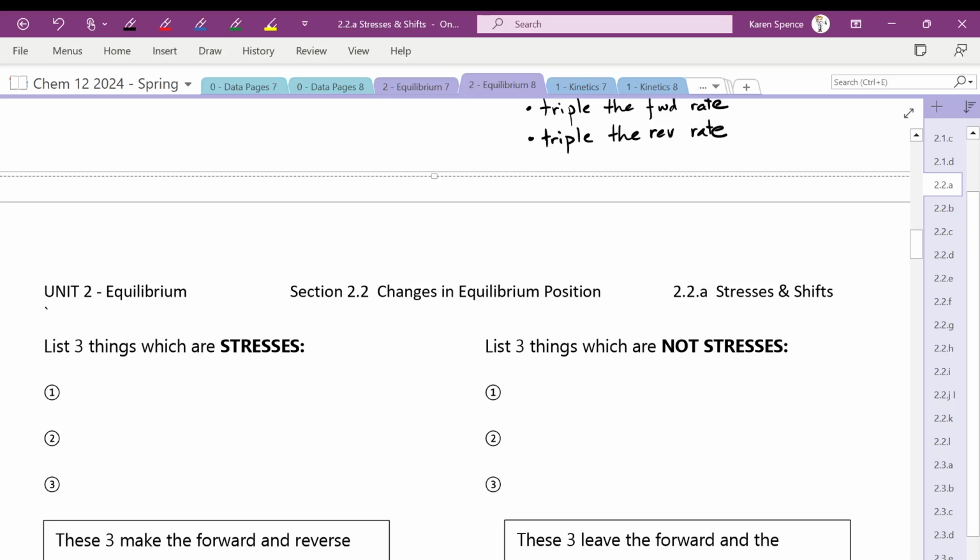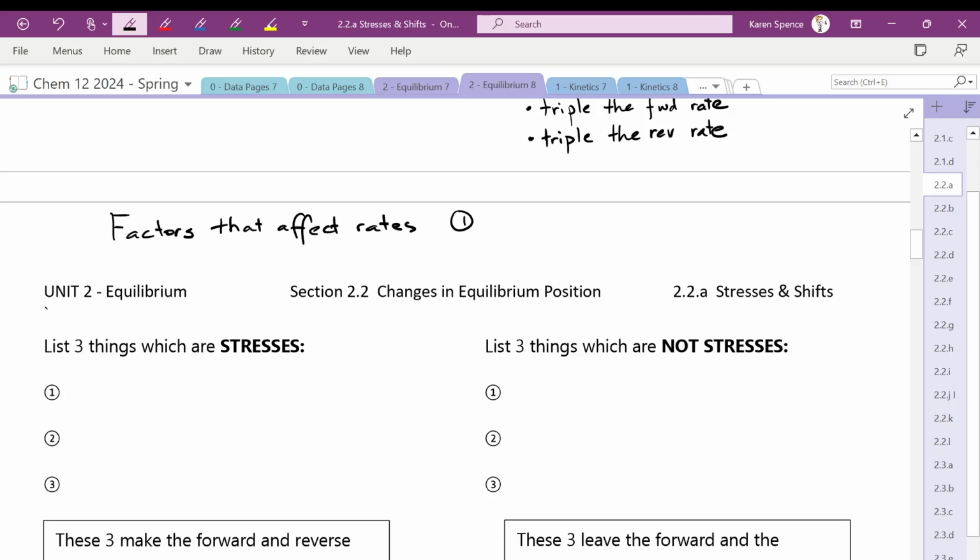If you have trouble thinking of them, 5 of those 6 things are factors that affect rates. Right? Because we're looking at things that affect the rates. What are the 5 factors that affect rates? Number 1, concentration. Number 2, volume pressure. Number 3, temperature. Number 4, surface area. Number 5, catalyst.